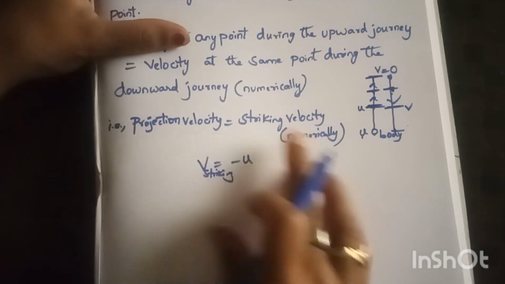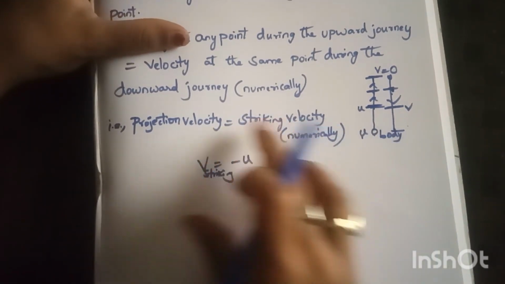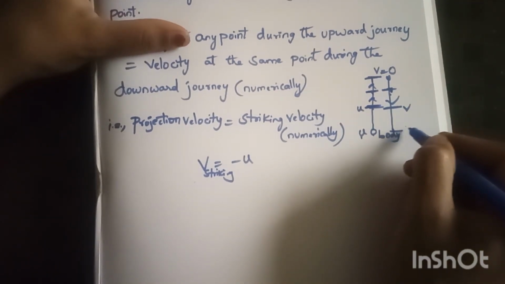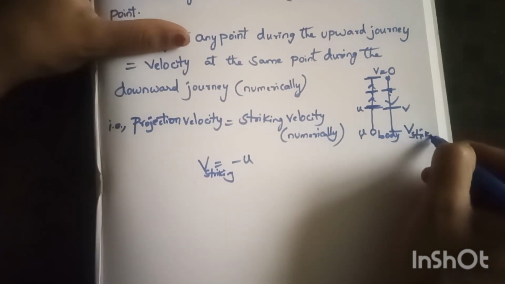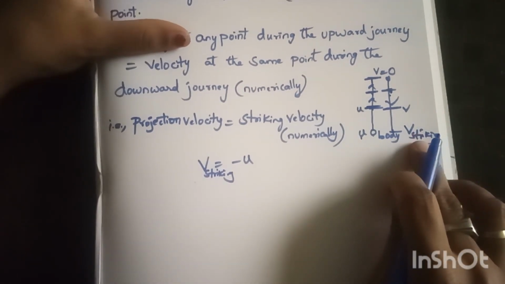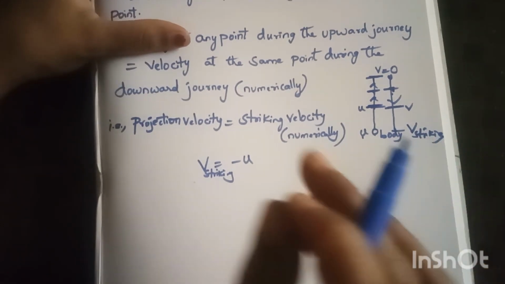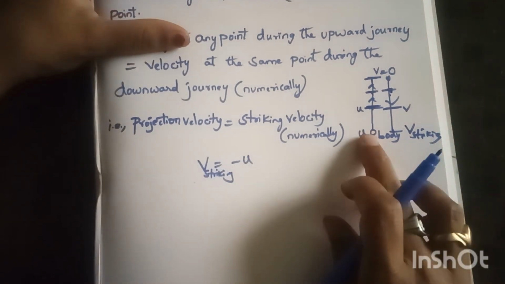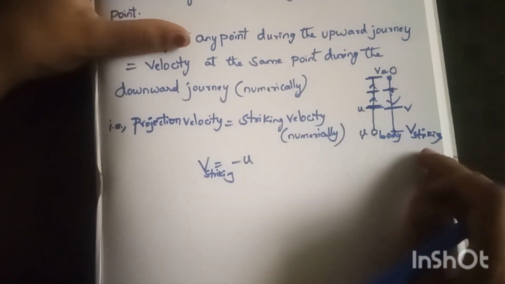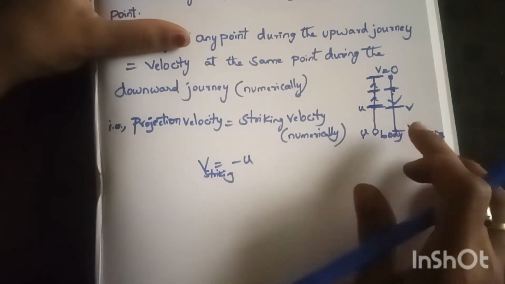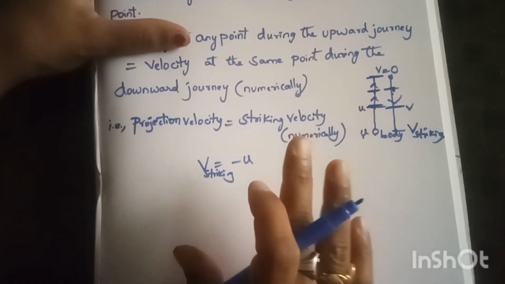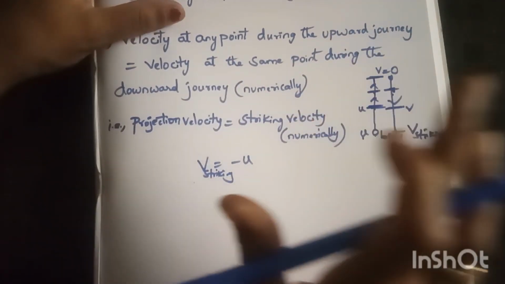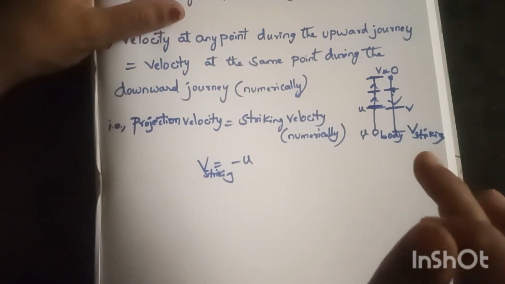But numerically, the projection velocity u is equal to the striking velocity. Striking velocity means the velocity when the object in downward motion reaches the ground. These two are numerically equal, meaning in numbers they are equal, but they are in opposite directions, because u is obtained in the upward journey and v striking in the downward journey. So the numerical values are the same. At the same point, the velocity on the upward journey is equal to the velocity of the object on the downward journey.